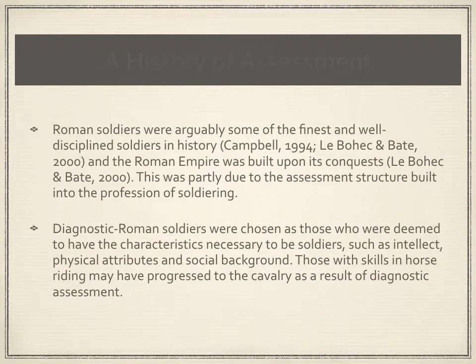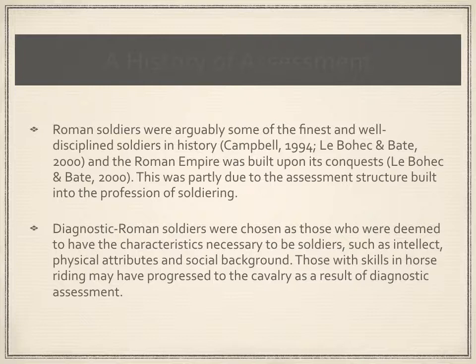So when we look at going back to the Roman times, you would say that Roman soldiers, arguably some of the finest soldiers in history, and partly because of the assessment structure that's built in the profession of soldiering. Now, we don't usually think of skills-based work such as Army or Navy as requiring assessment, but it certainly does. So initially, the Roman soldiers were chosen as those who had the appropriate characteristics to be soldiers. So those that were smart, those that had the appropriate physical attributes, and of course social background, which plays a big part in early assessment across the world and education.